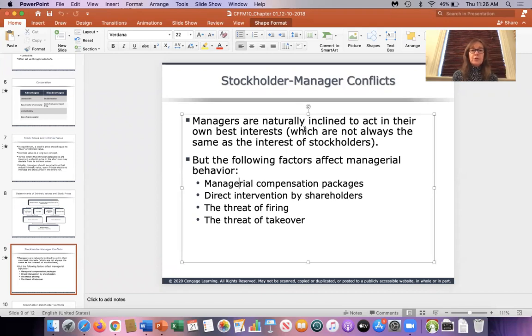There are some other ways to try to reduce the manager-stockholder conflicts, aside from these compensation packages, which is the most popular. You can also have direct intervention by the shareholders, where they just basically say, this is what you have to do, A, B, and C. Not as effective, in my opinion, as number one here. Threat of firing, again, not as effective as number one.